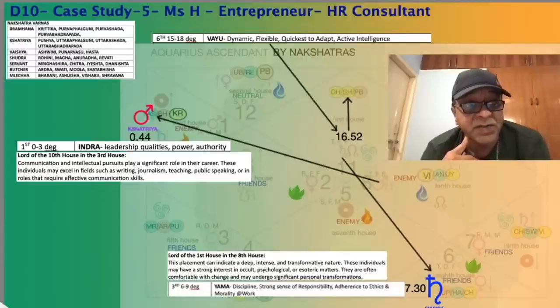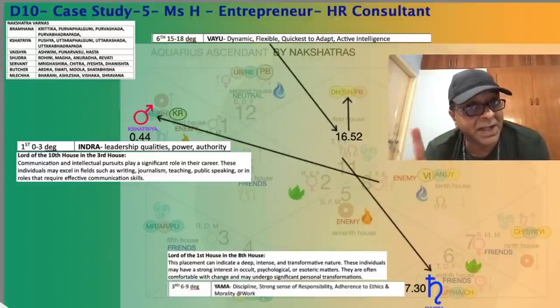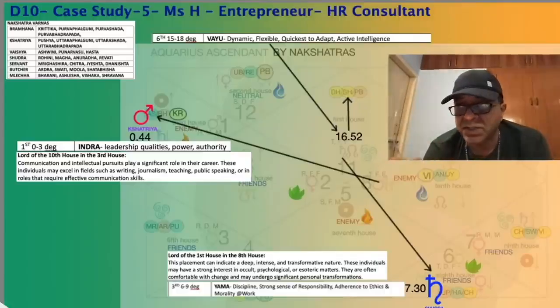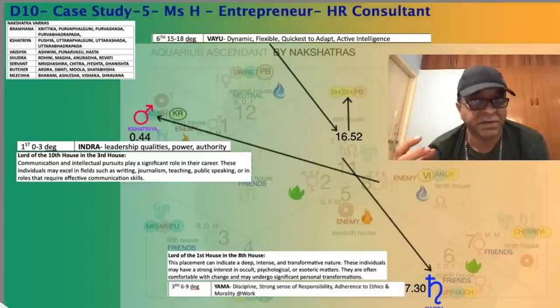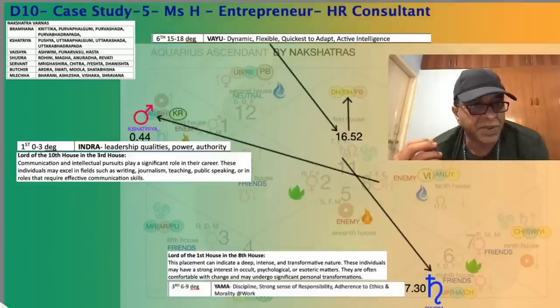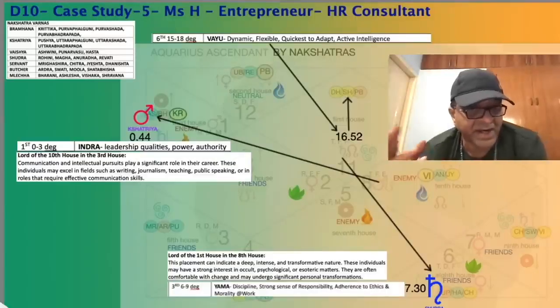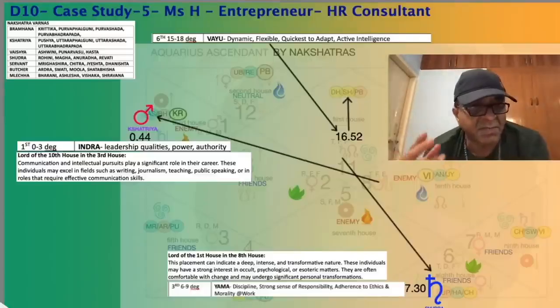Communication and intellectual pursuits, Lord of the 10th in the 3rd in the D10, very important. So, Lord of the 10th is Mars. She is a very aggressive, driven person. Communication and intellectual pursuits play a significant role in the career. These individuals may excel in fields such as writing, journalism, teaching, public speaking, or roles that require effective communication skills.